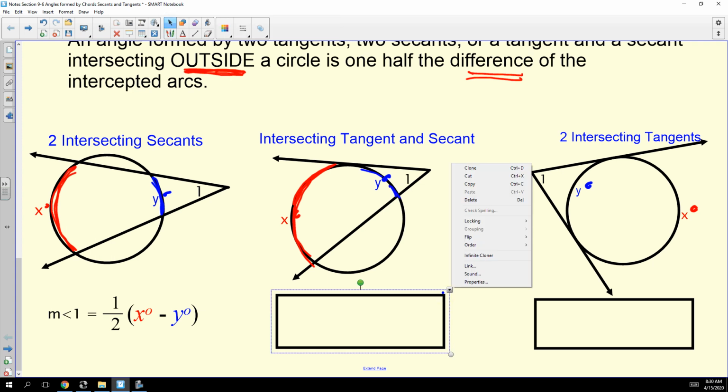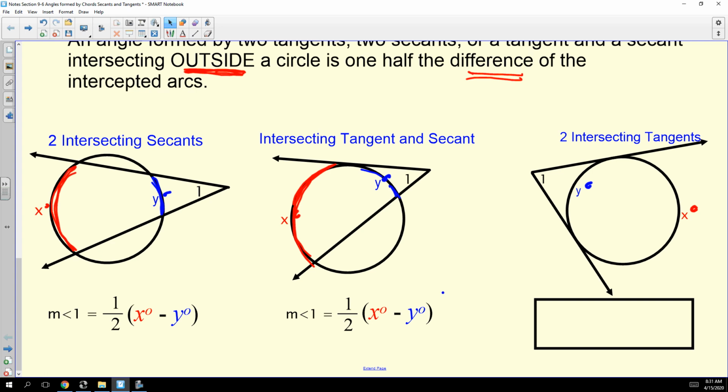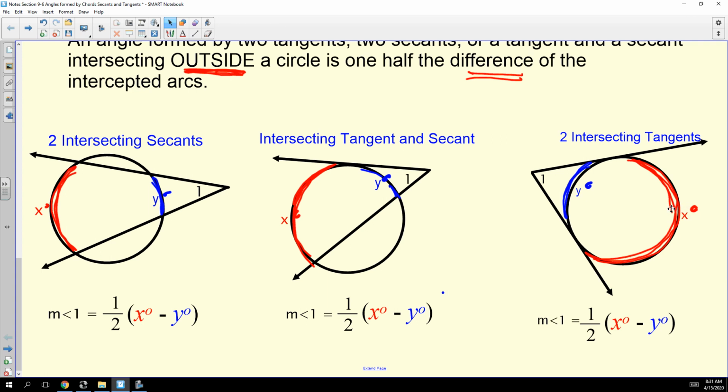And so it's also the exact same relationship. And lastly, when you have an angle formed outside a circle by two tangents, the same relationship exists. The measure of angle 1 is half the measure of arc x degrees minus the measure of this arc that is y degrees. This one is a scenario where you could be presented with less information, so we'll talk about that one in particular in a certain example in just a minute.